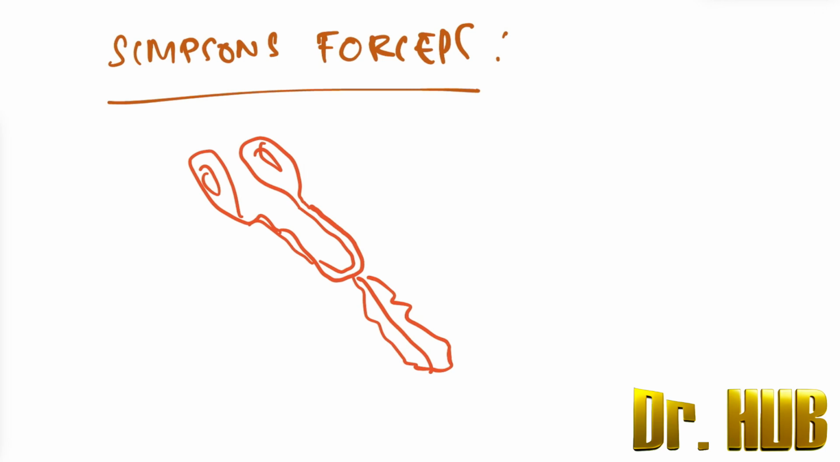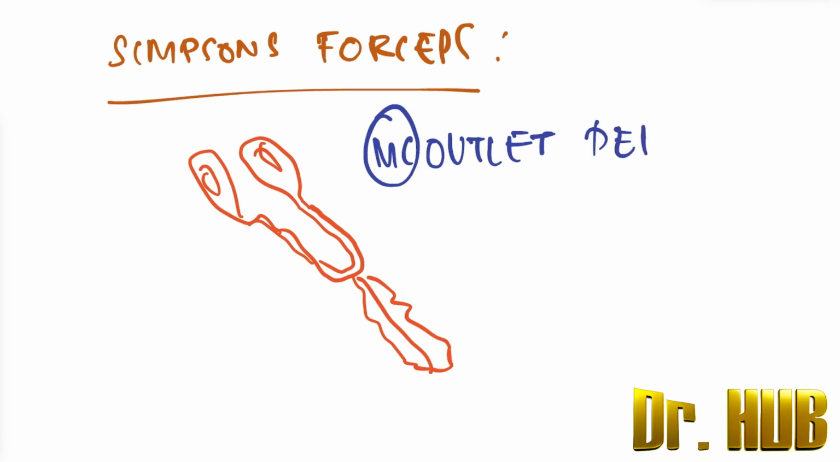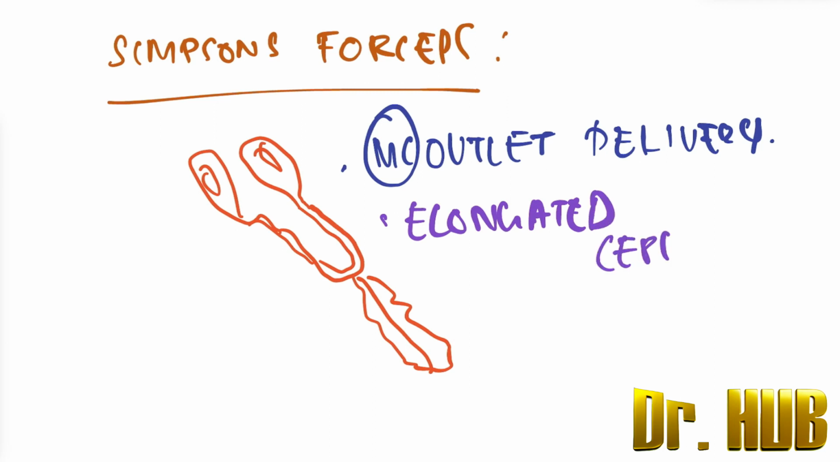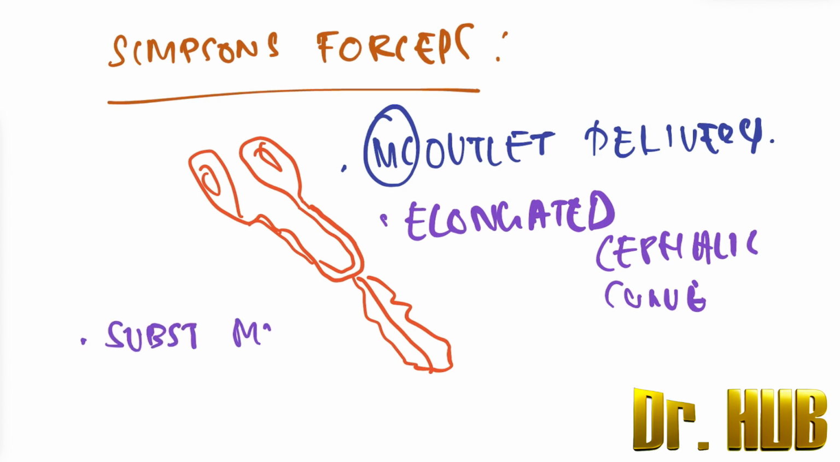Simpson's forceps is the most commonly used type of forceps in outlet delivery. It has an elongated cephalic curve, and it is used when there is substantial molding of the fetal head.